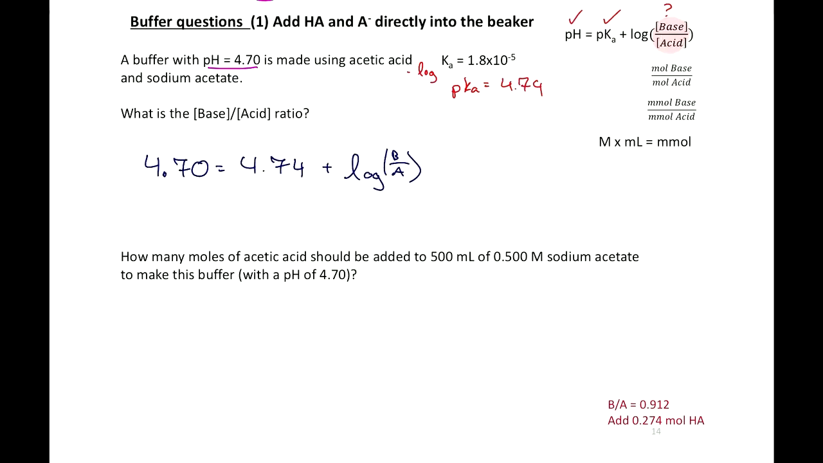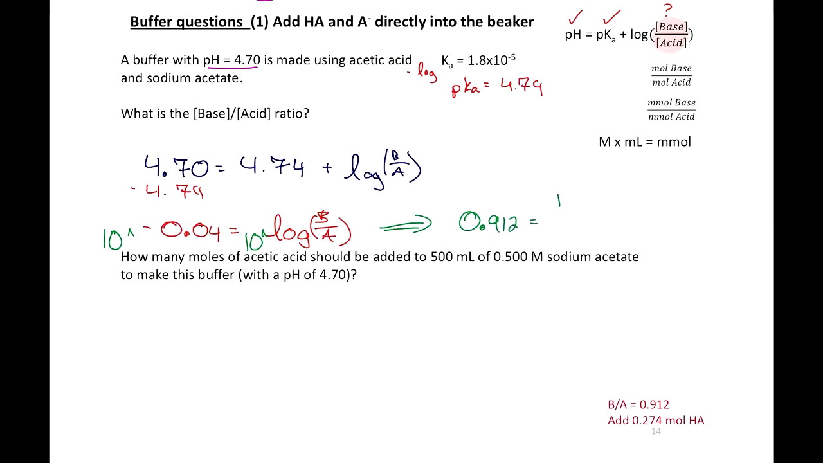So solving for this, we want to isolate that log. I'm going to subtract 4.74 from both sides. So I get negative 0.04 equals log of base over acid. So how do I undo a logarithm? Take 10 to the power of both sides. So 10 to the negative 0.04 is equal to, did I write this down?